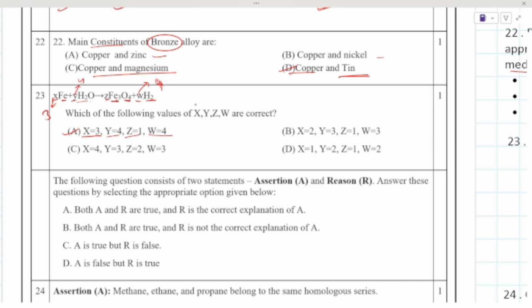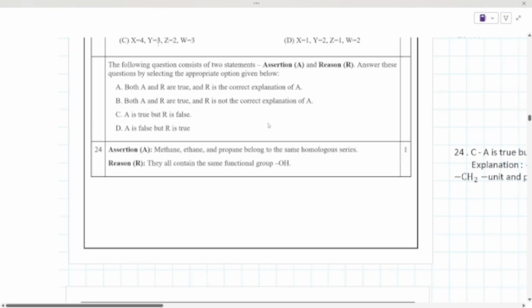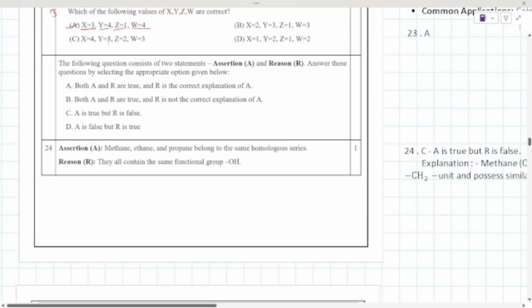Is it clear? Is it clear or any doubt? Yes. No doubt.